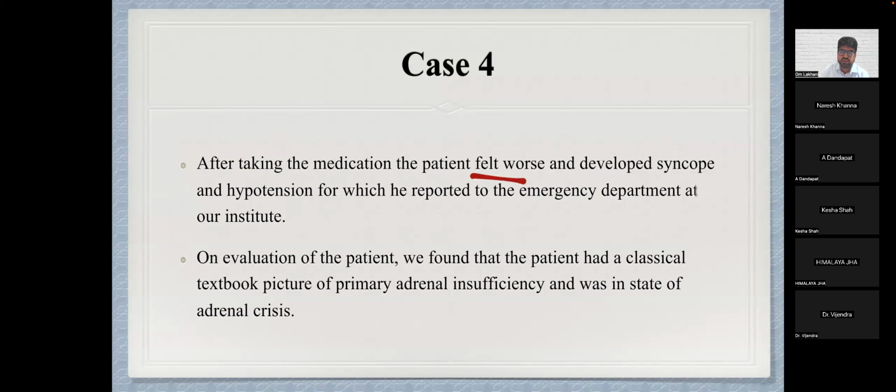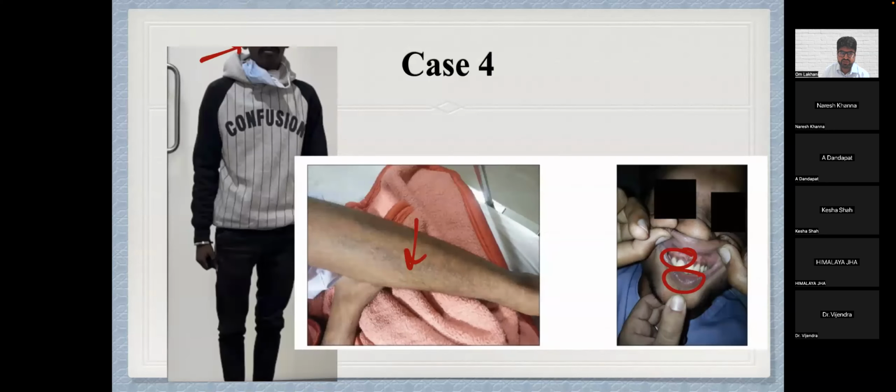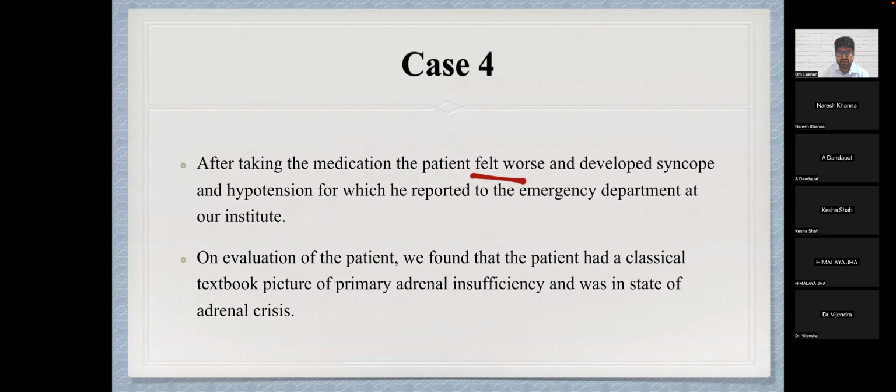So when he came to us, this patient had a classical textbook picture, as you saw from this picture. This is, of course, after the patient became better. He still has confusion in his picture. Very interesting, right? Okay, so this patient had a classical textbook picture of primary adrenal insufficiency, and he was actually in a state of adrenal crisis.